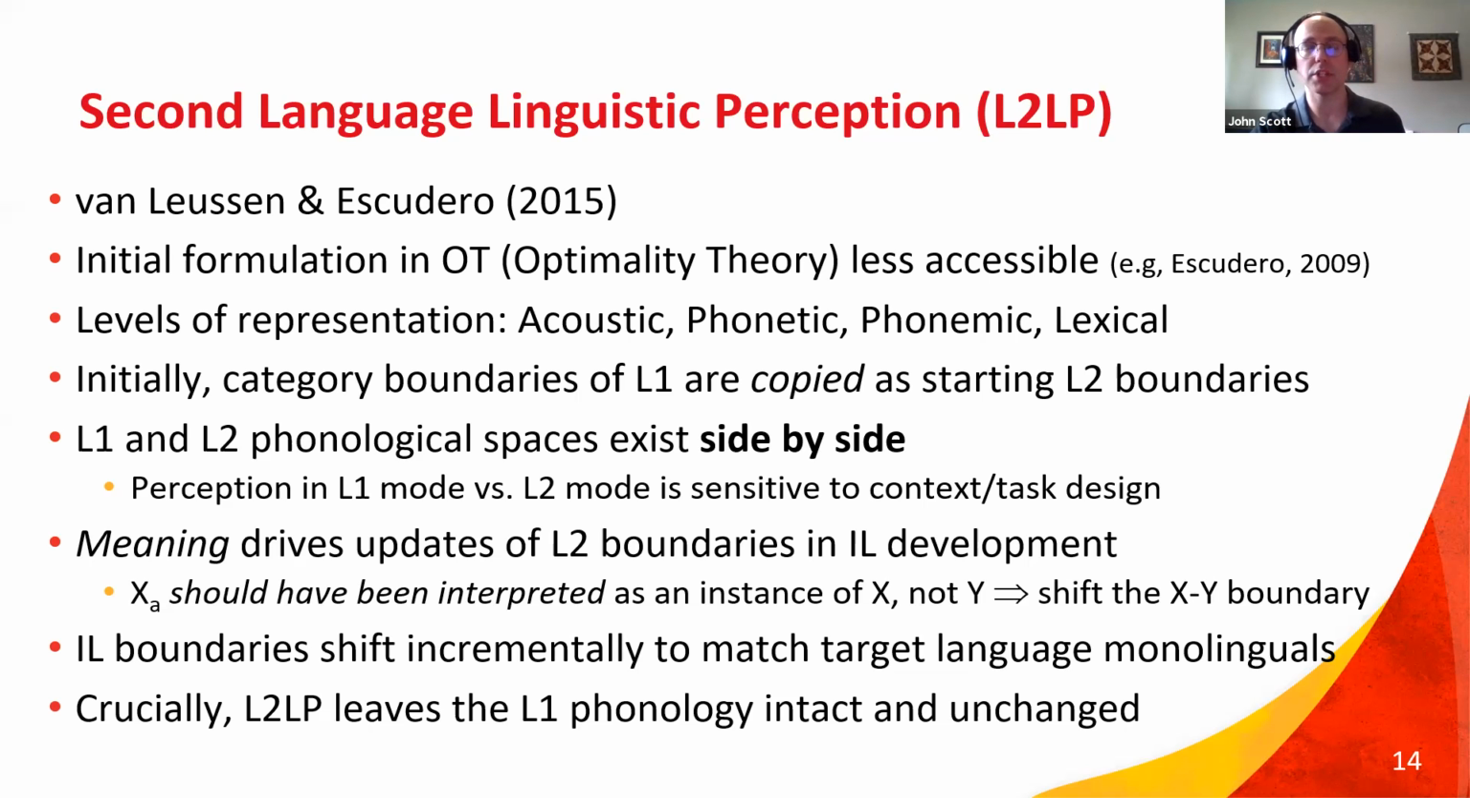And so the idea is gradual incremental shift of boundaries based on the information we get in our input. But crucially, it leaves the L1 phonology intact. It means that learning a foreign language should not affect how we perceive the boundaries of our native language, which is in contrast to some of the other models.